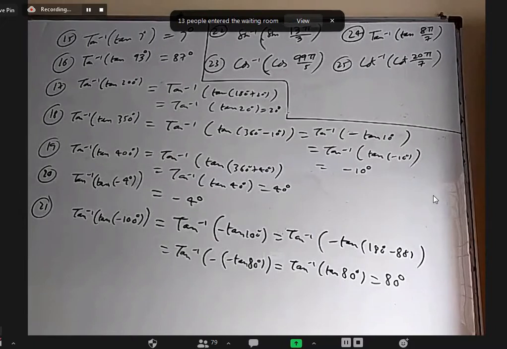Sir, cot inverse cot 25 by 7, sir. 25 is yes.